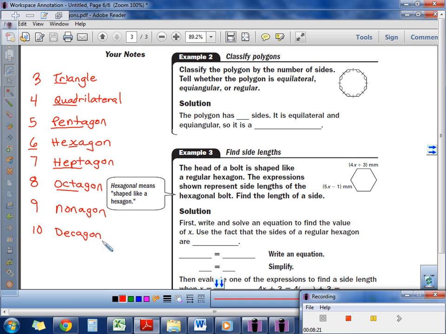They generally don't say 11 much. They'll just say 11 gone. But 12 does have one. Dodecagon. Now let's compare that back to the example. How many sides are on that picture? 8 sides, therefore it is an octagon. So it has 8 sides. It is an octagon. It's also equilateral because it has equal sides. And it's equiangular because it has equal angles. Not bad.